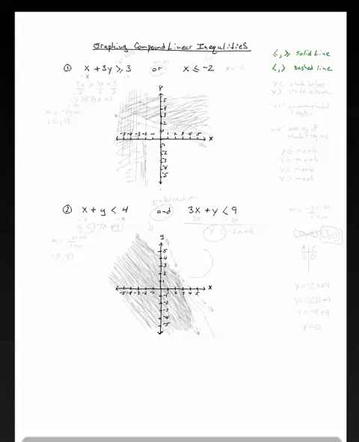The other thing we need to keep in mind is whether we're shading above or below. If we have y is less than something, then we shade below. And if we have y is greater, we shade above.